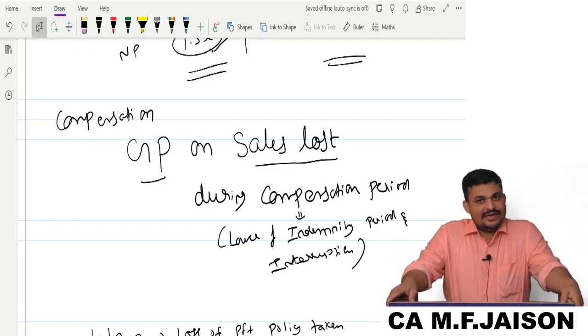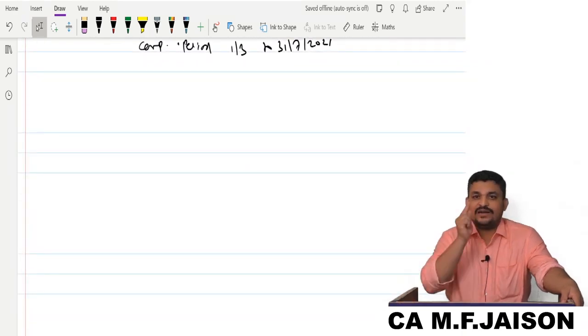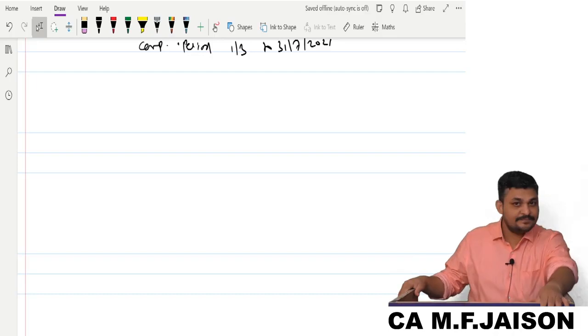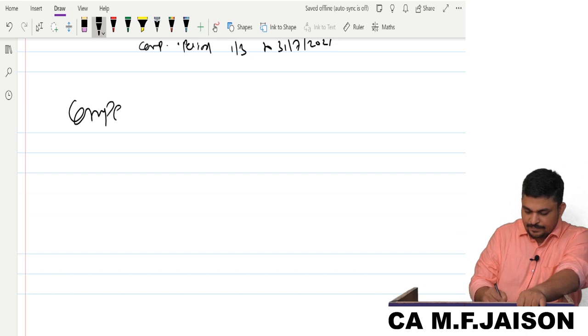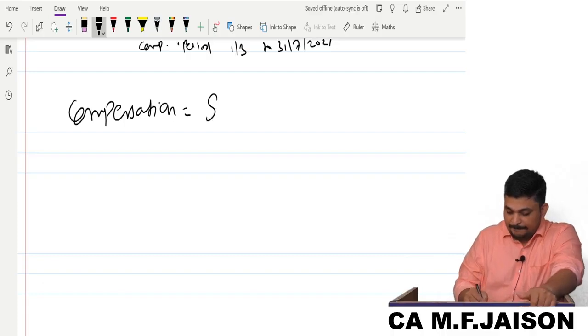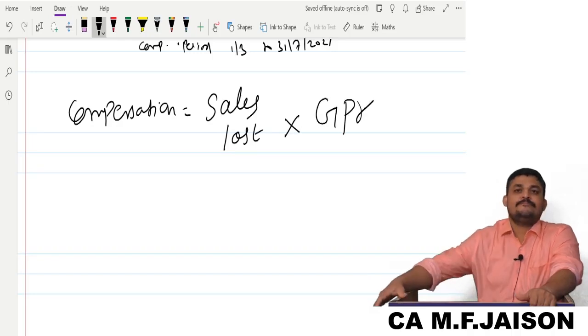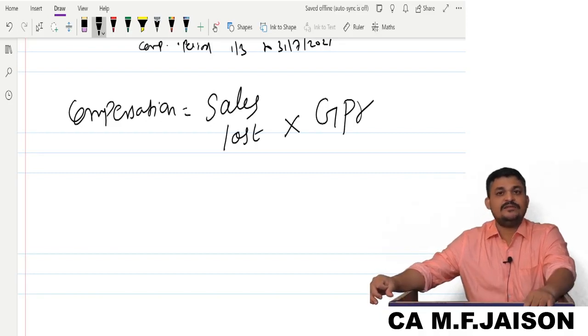Okay, close to 40 minutes we have taken, still on just one line. In this topic, we are going to learn GP on sales loss, which can be easily computed. So how do you compute the compensation? It will be computed as sales lost multiplied by GPR, which will give you GP on sales lost.